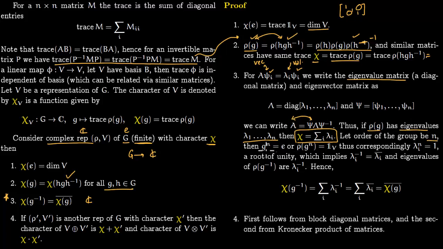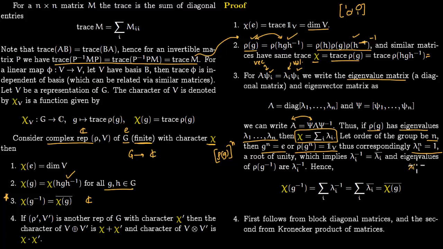So if the order of the group is n, then G to the n is e, or rho of G to the n is the identity matrix. So if you put this identity matrix right here, then your lambda i to the n has to be 1. This just follows because rho of G to the n is the identity matrix. So lambda to the n is 1, which means that these eigenvalues themselves are roots of unity. So this lambda i is a root of unity.